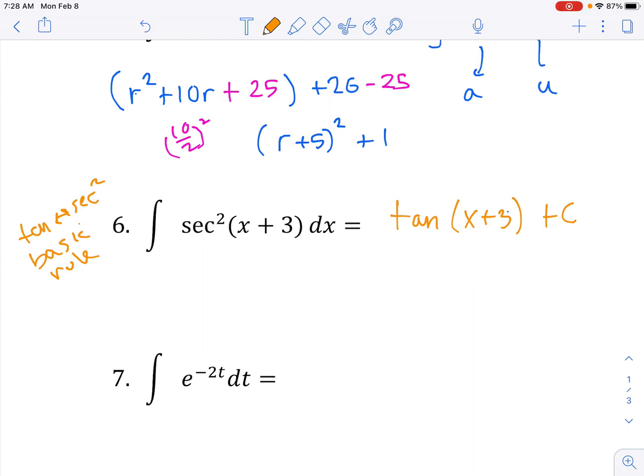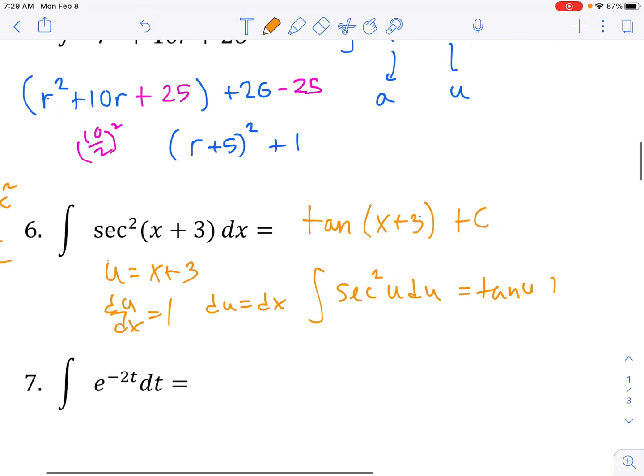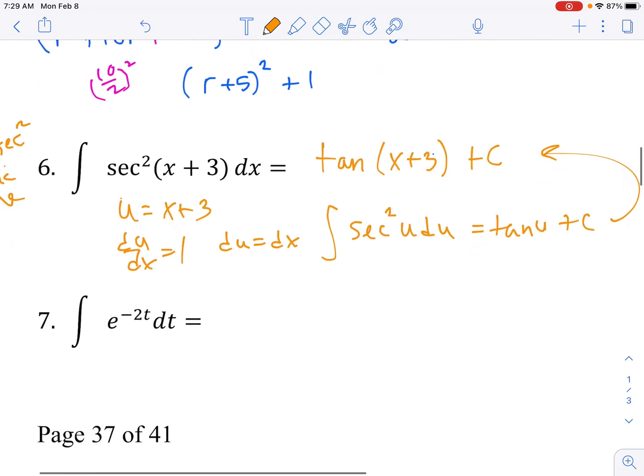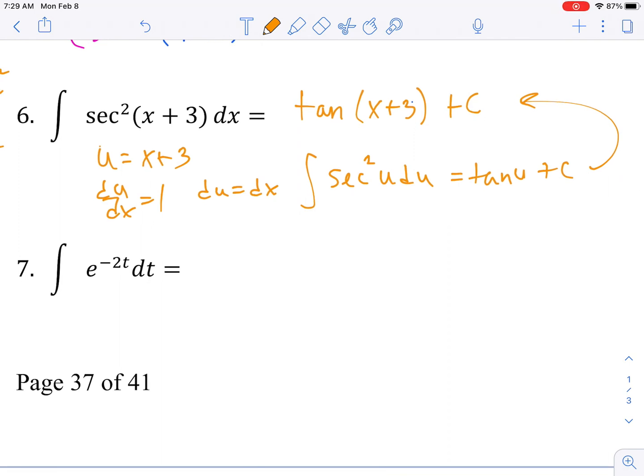Let me just set up the u sub. If I said u equals x plus 3, then du dx equals 1, which means du equals dx. So this would be secant squared u with a straight du, because du and dx are the same thing when the derivative of that inner function of the composite is 1. It would just be a straight substitution. You'd get tan u plus c, so you could do a u sub there and get back to that if you wanted to, but that's unnecessary if you see that equivalency.